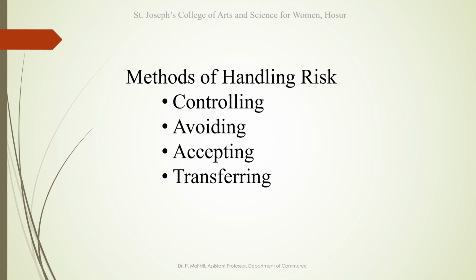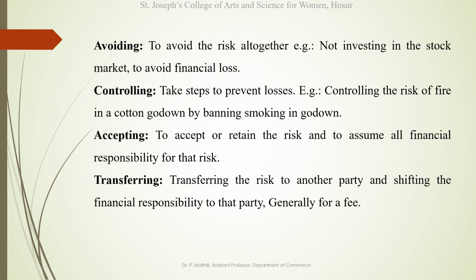Methods of handling risk. How to control the risk, avoid the risk, accept the risk or transfer the risk. These are the methods of controlling the risk. First one, avoiding. To avoid risk altogether, for example, not investing in the stock market to avoid financial loss. Controlling. Take steps to prevent losses. Example, controlling the risk of fire in a cotton godown by banning smoking in the godown. If we follow these things, we can control the fire loss.